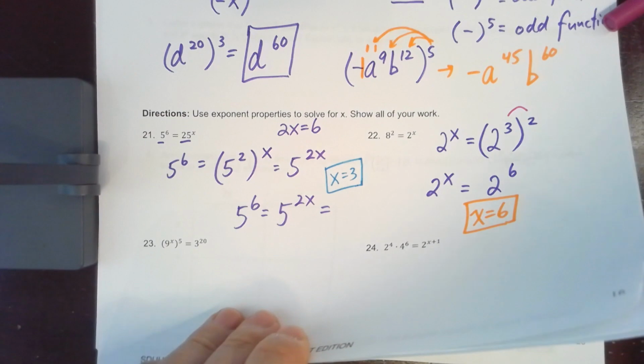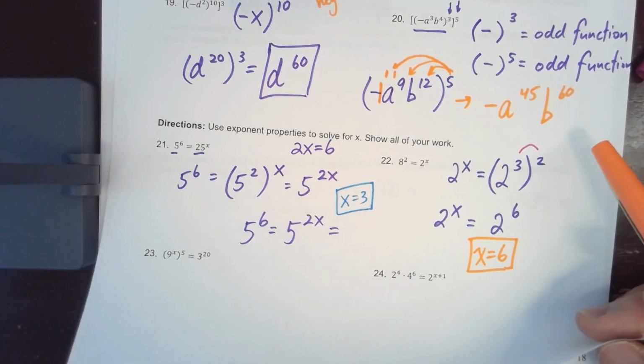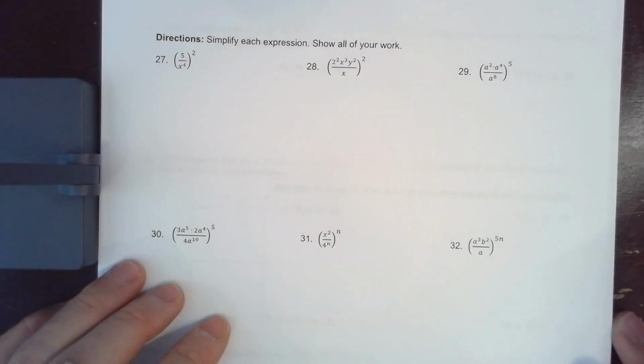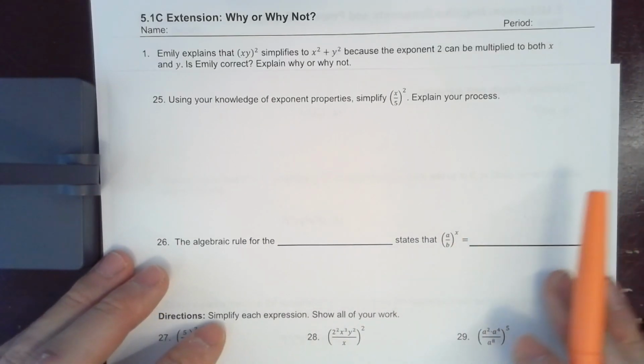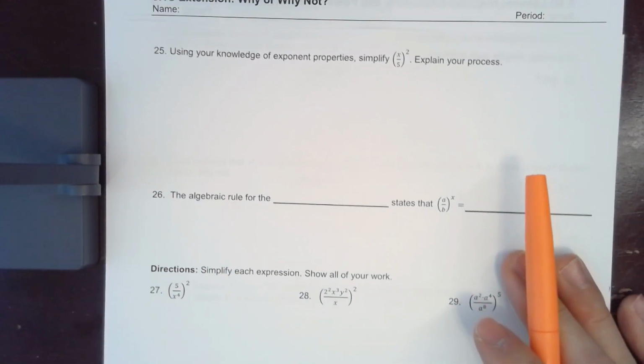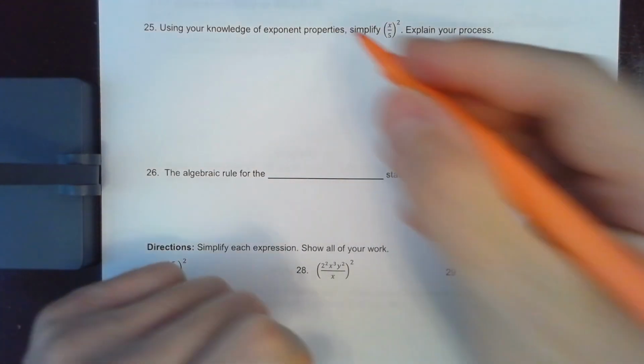Okay. Let's see if there's any more that I can do from page 17, maybe one more problem. I do think that we should probably use this to study and use this to practice. Number 25, using your knowledge of exponent properties, simplify x to the 5th squared and explain.